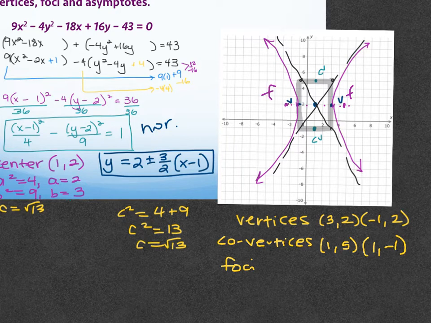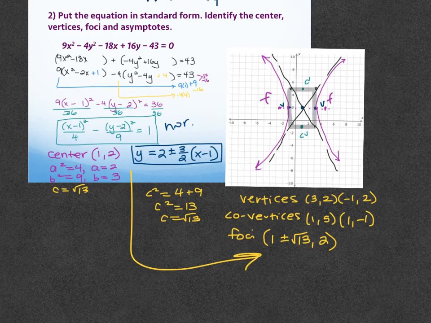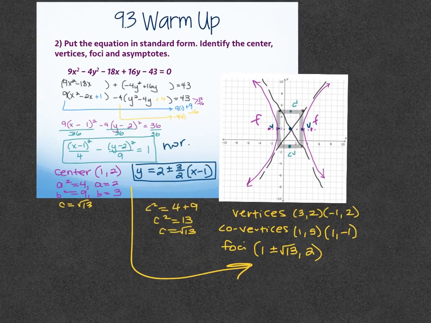So if it asked you to graph it, you would do that. But to actually identify the point, you're going to keep it as root 13. So that's on the X. I'm going to take my X coordinate of my center, which is 1. I'm going to add and subtract the square root 13. And my Y doesn't change. And then there's my asymptotes. So it said center, vertices, foci, asymptote.